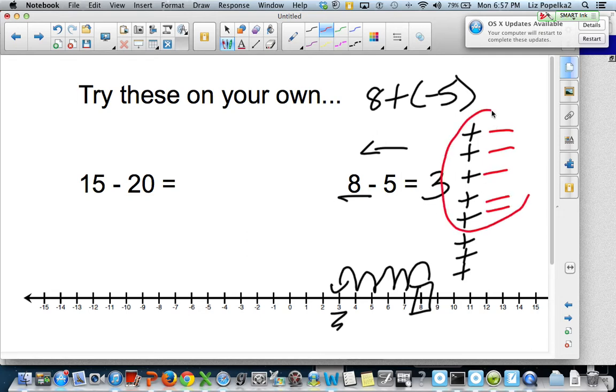Those 5 positives and negatives will cancel each other out. Go poof. You're still left with a positive 3. So whether you do 8 minus 5 to get 3 or 8 plus a negative 5, either way, you still get a positive 3.